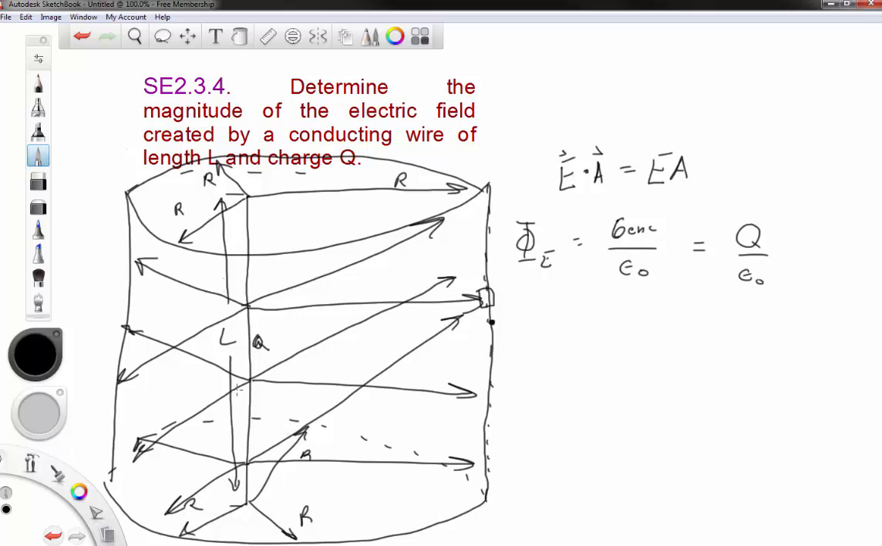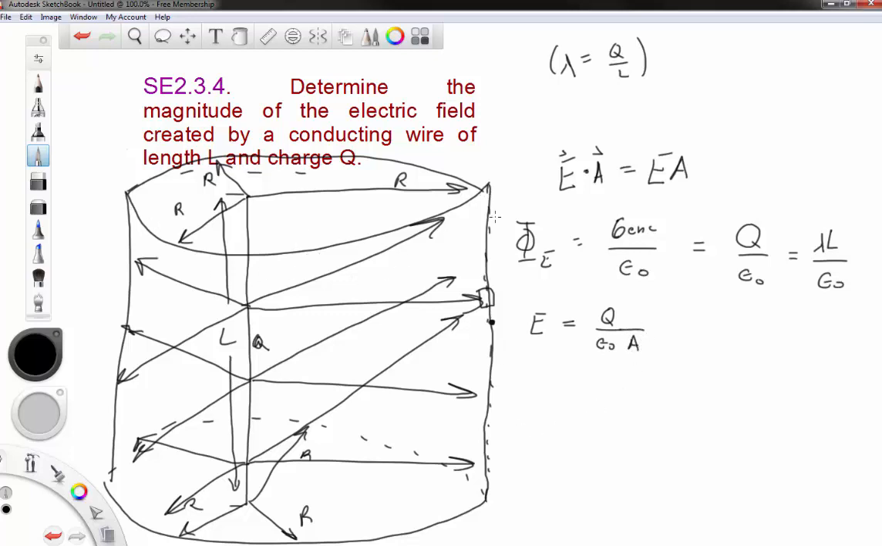It's going to depend upon how much of this wire we enclose. So that could be given by lambda times L, if you'd prefer, where lambda is defined as the charge per unit length, divided by epsilon naught over here. We're looking for E. So E is going to be whatever the flux is, we'll call it Q over epsilon naught, divided by A.